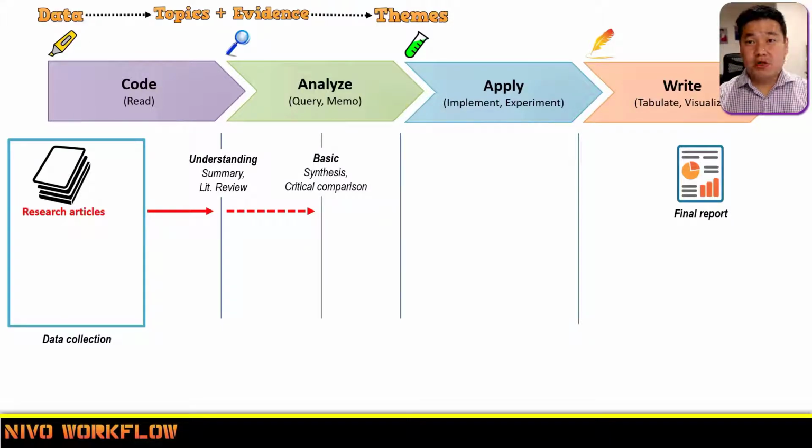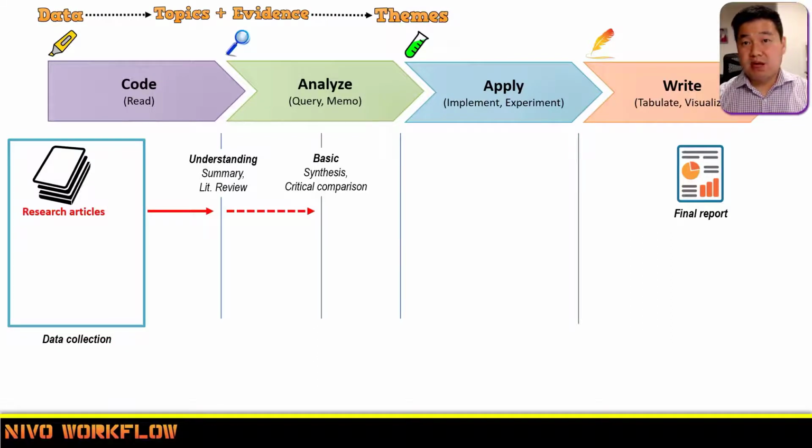Let us consider 2 common use cases. The first one is literature review, in which we collect research articles, then we code them, meaning that we read the articles to gain some understanding of the field. At the end of the coding process, we would be able to summarize the key topics that emerged from the data. We could stop the review here.